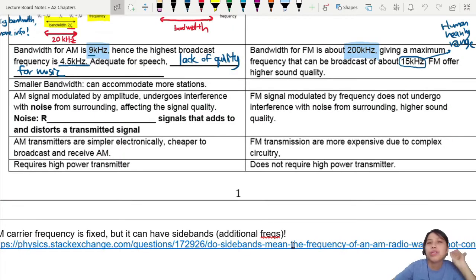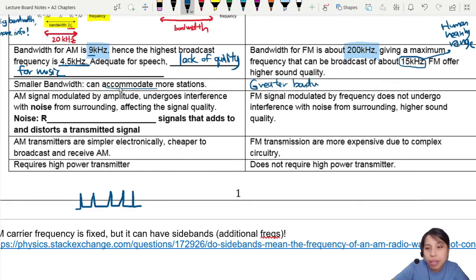Now that idea leads me to the next point. Let's look at this point. Smaller bandwidth. So if your bandwidth is very small, you're just like a tiny little spike, then you can put many spikes. This one station, this another station, another station. So that you can accommodate more stations. But if you have a greater bandwidth, you might not be able to fit in so many stations in that certain frequency range.